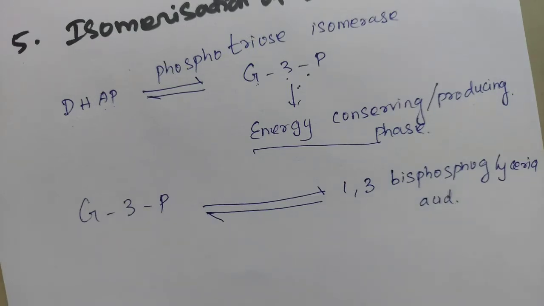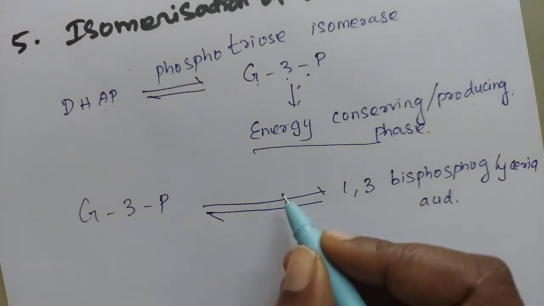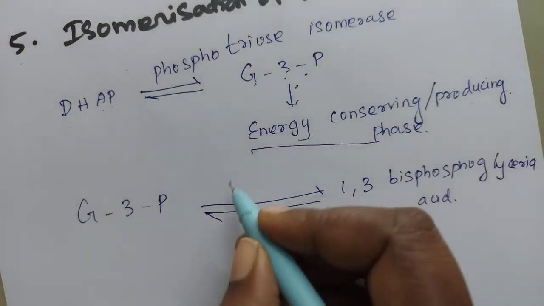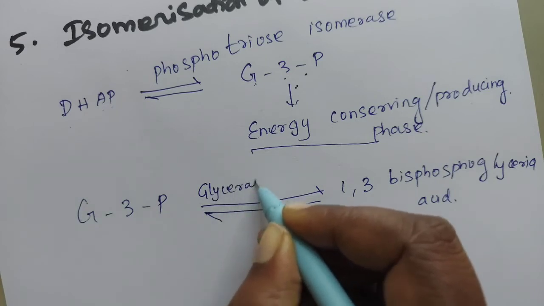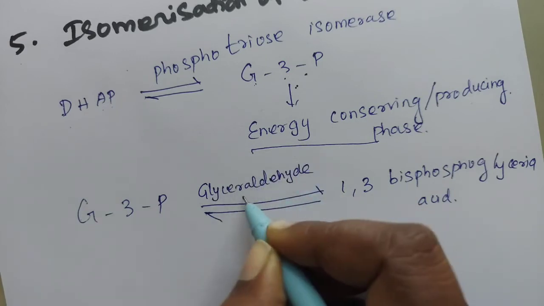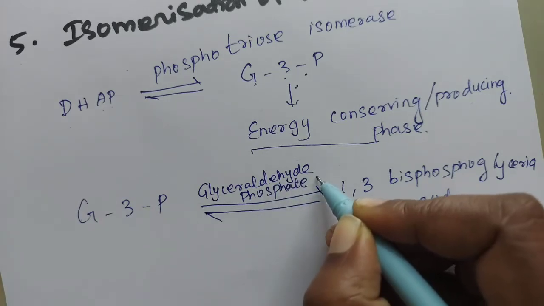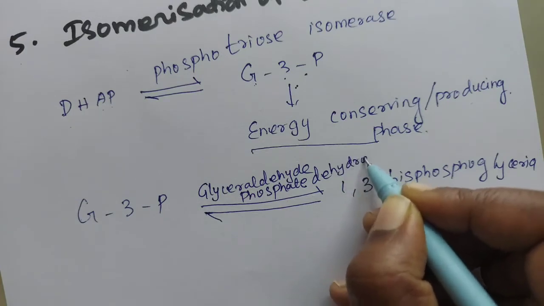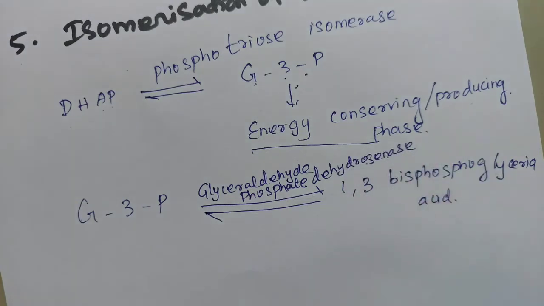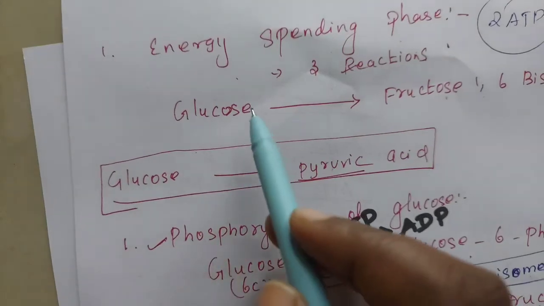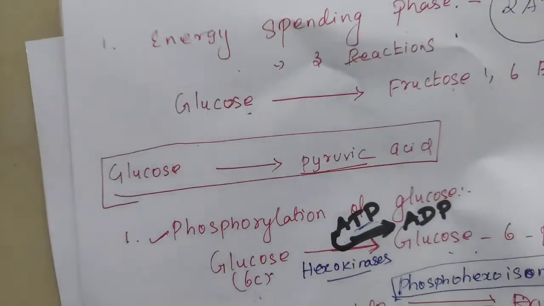Glyceraldehyde 3-phosphate is actually oxidized by the action of an enzyme known as glyceraldehyde phosphate dehydrogenase. So this reaction is catalyzed by the enzyme glyceraldehyde phosphate dehydrogenase. It converts glyceraldehyde 3-phosphate into 1,3-bisphosphoglyceric acid.